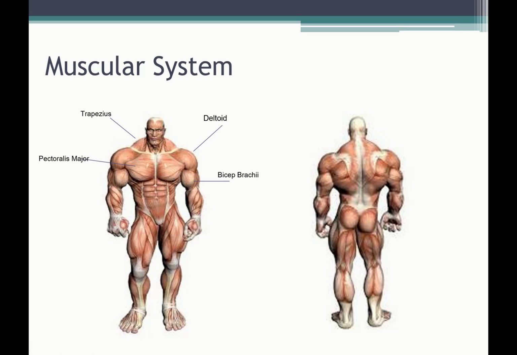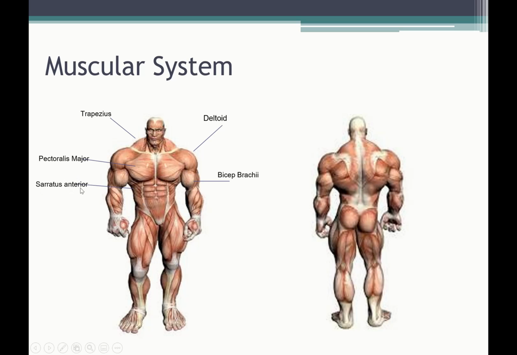Bicep brachii. Now, we can't just identify the biceps as the biceps, we have to identify them as the bicep brachii. So as you're aware, this is a large muscle on the upper forearm which helps to flex the forearm. So any kind of dumbbell curl, for example, will of course require the bicep brachii to contract.